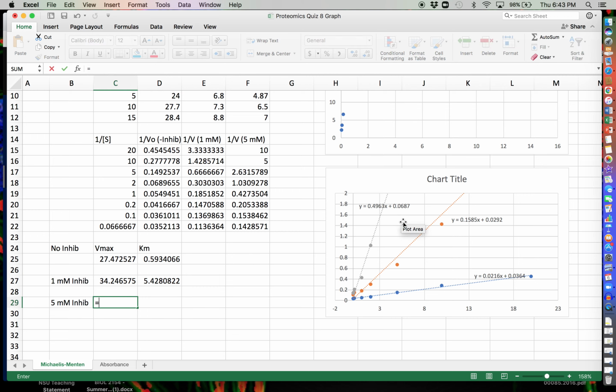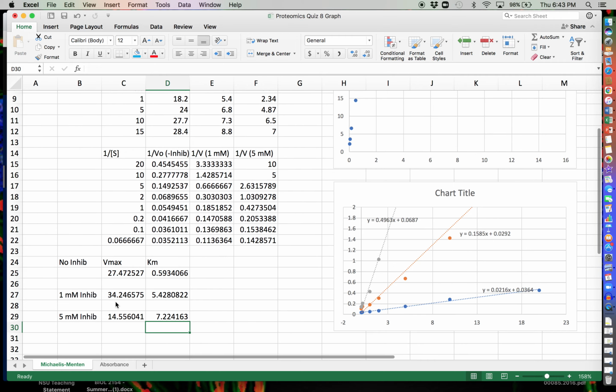Our y-intercept is 0.0687. There we go. Vmax is down to 14.55 there, so that's a little bit odd. And then the Km is going to be equal to the slope, which is 0.4963, times the Vmax. There you go, 7.224163.